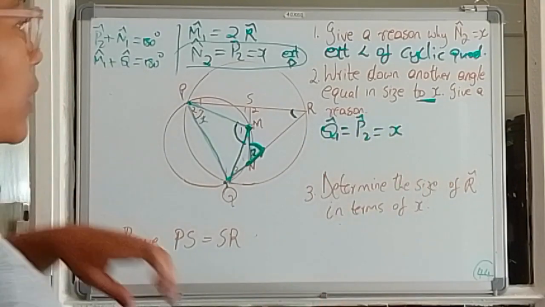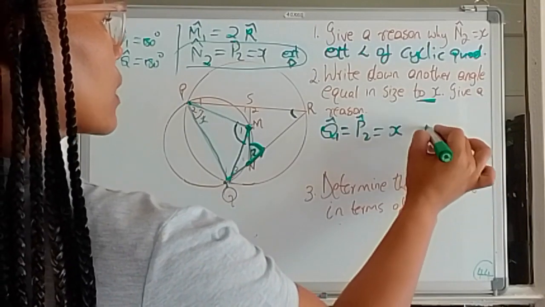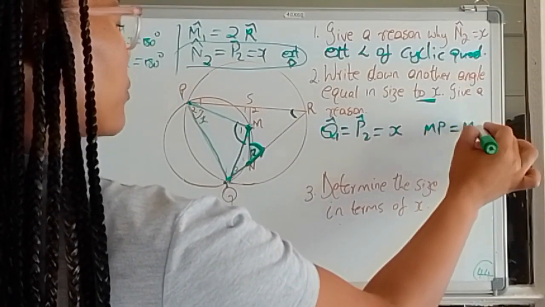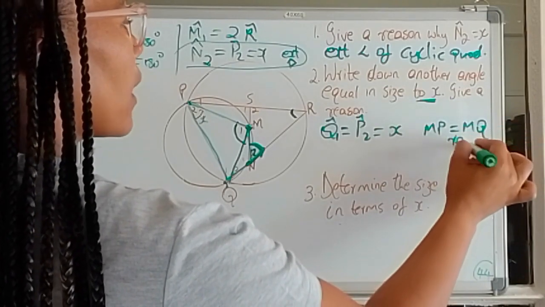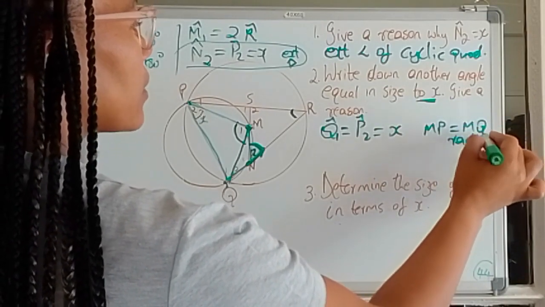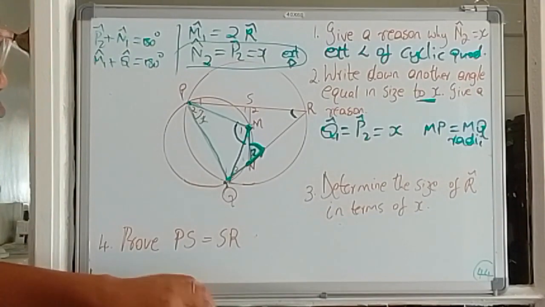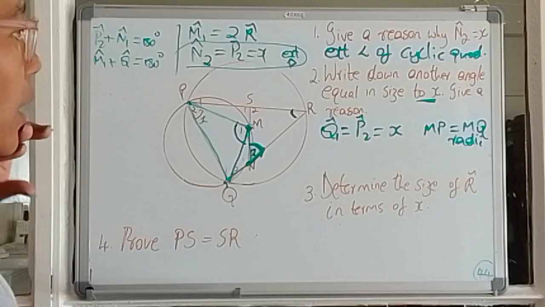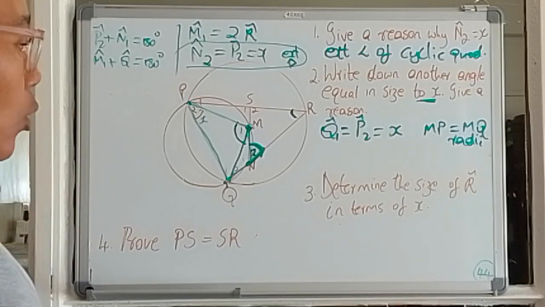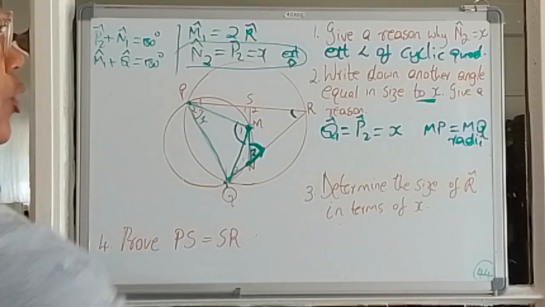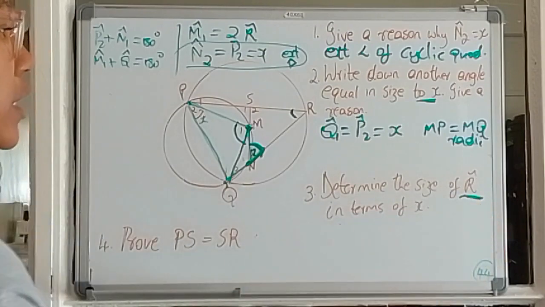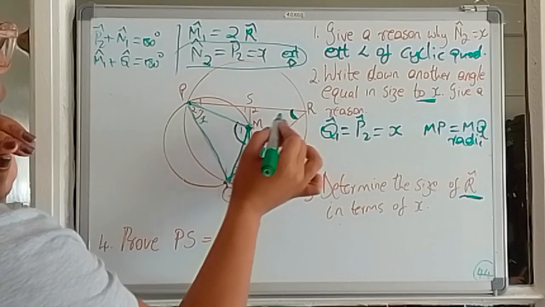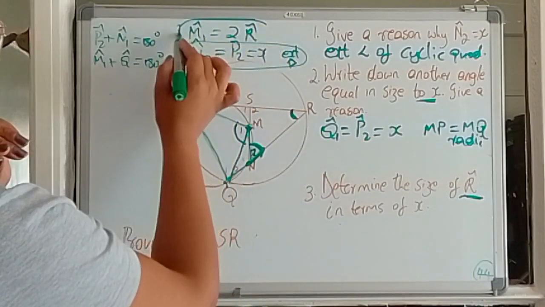And then what would be the reason? Because MP is equal to MQ because they are radii. Angles opposite equal sides are equal. Alright? And then we are also asked to determine the size of R in terms of X. I think we did find that there.